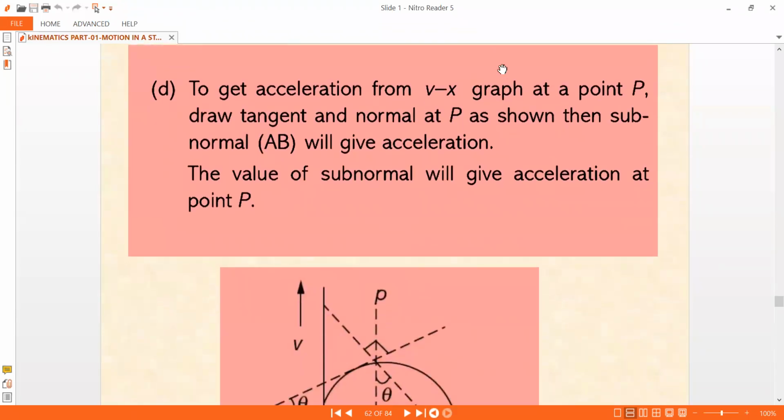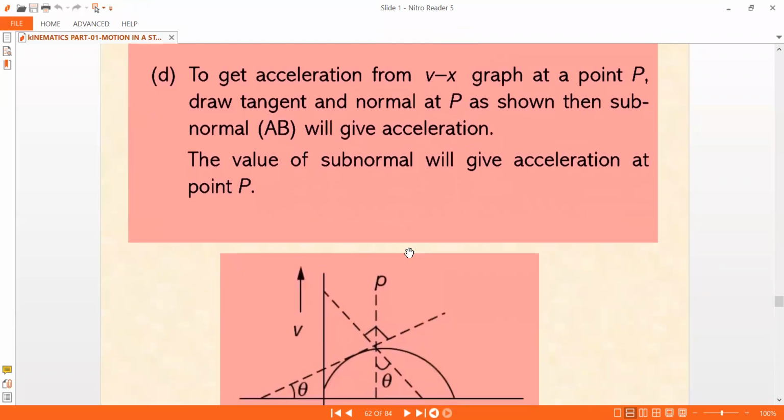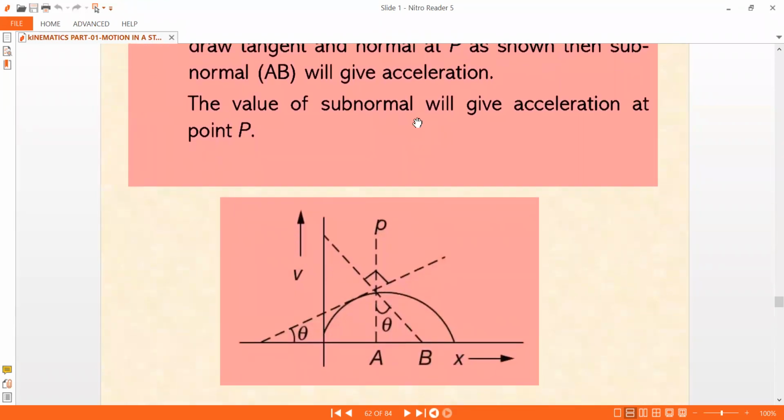The next one is a very nice one. To get the acceleration from the V-x graph at any point P, draw a tangent and normal at P as shown. Then the subnormal AB gives the acceleration. The value of the subnormal will give the acceleration at the point P. This is based on the fact that acceleration is equal to V into dV by dx. So this is the formula with which you can solve this problem.